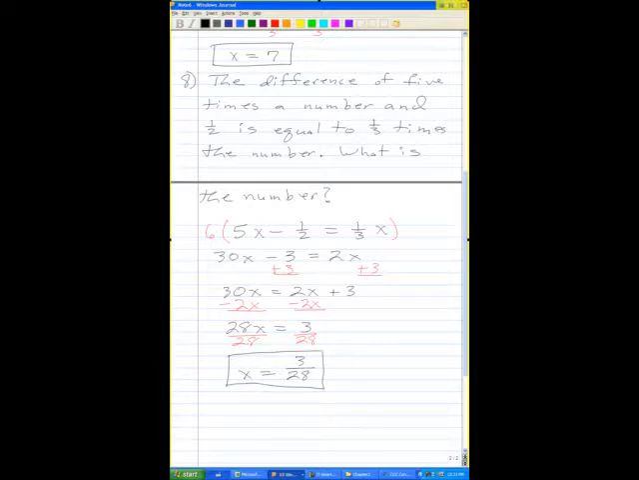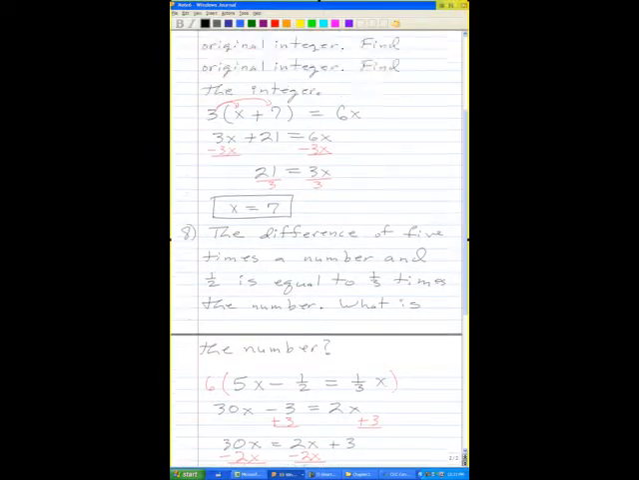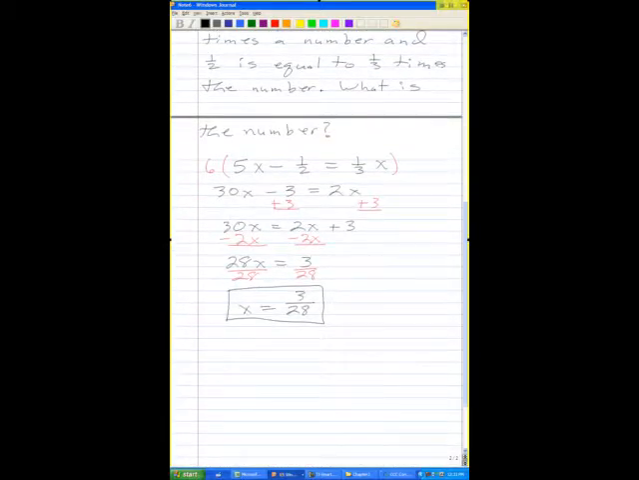Okay. Let me do problem number 10 on page 62.